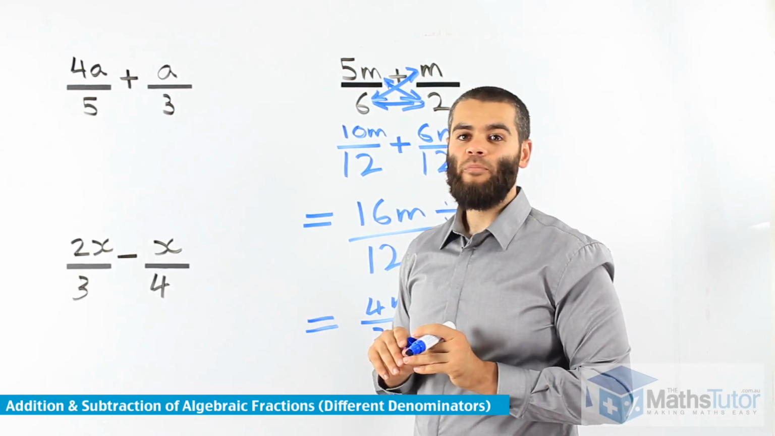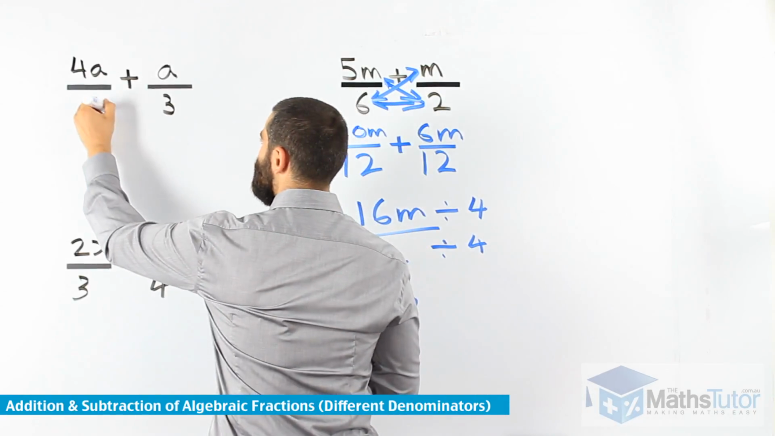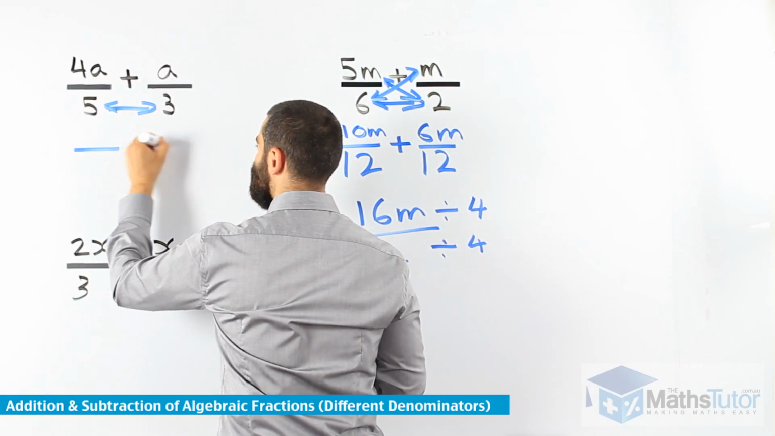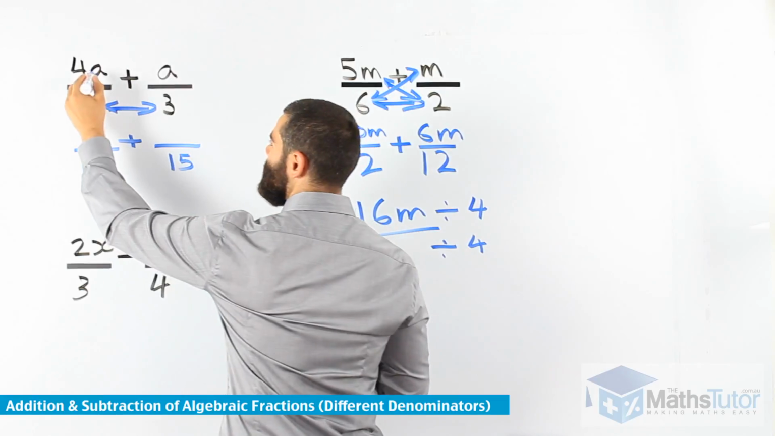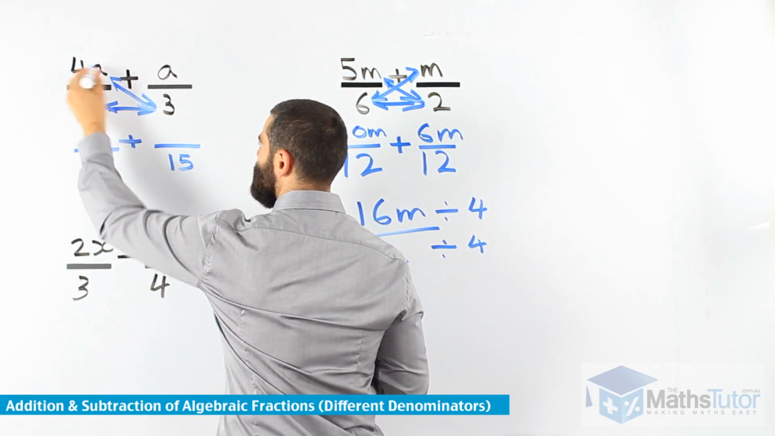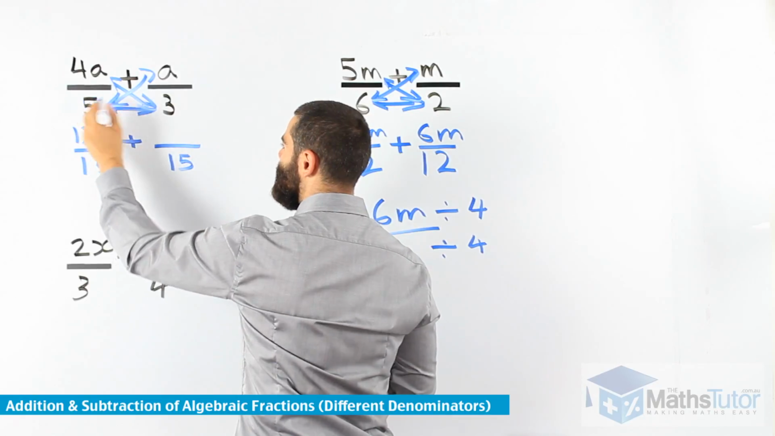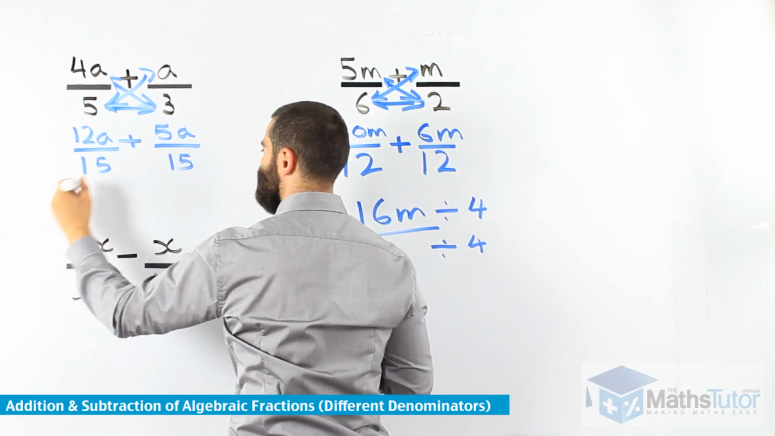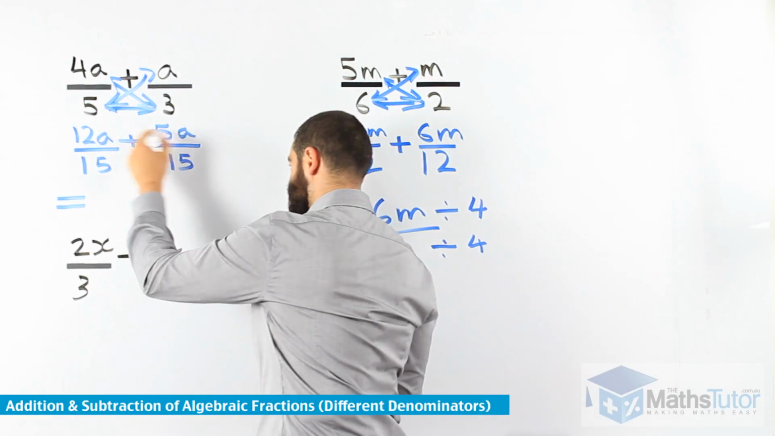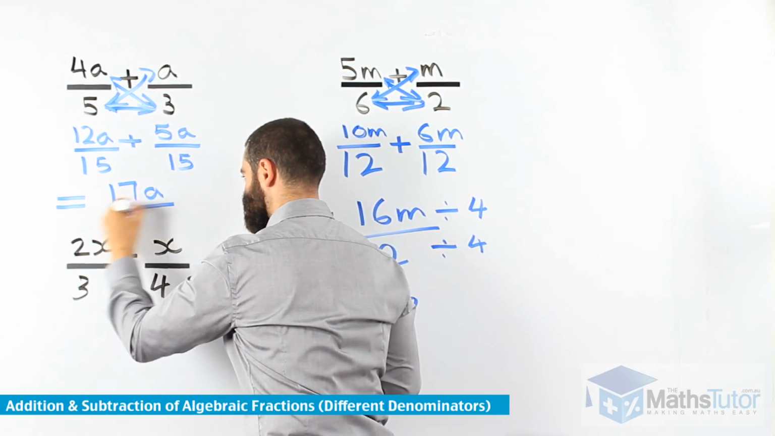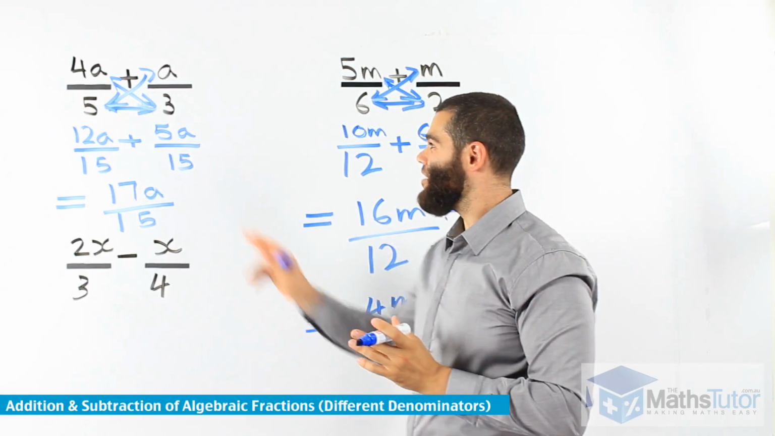4a over 5 plus a over 3. We notice again that the denominators are different. We make them the same. We multiply denominators first. 5 times 3 is 15. Then numerator times denominator. 4a times 3 is 12a. Then numerator times denominator once again. 5 times a is 5a. Our solution is going to be 12a plus 5a. So 12a plus 5a, we add the numerators: 17a over 15.